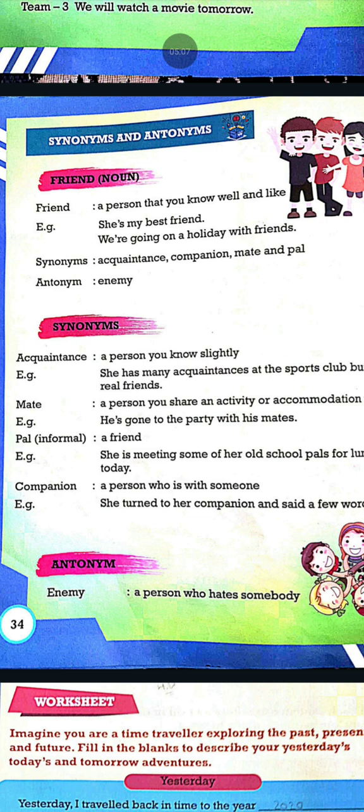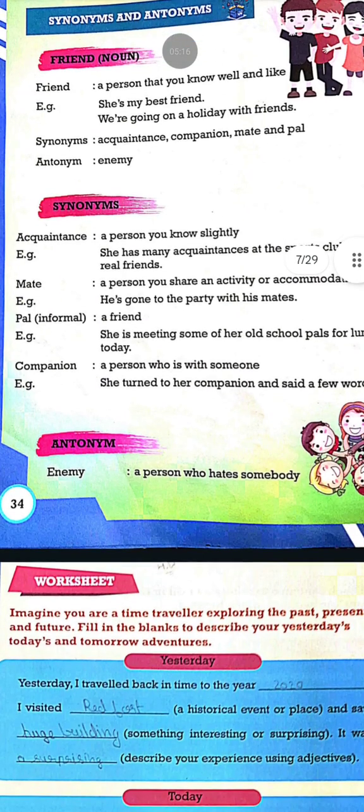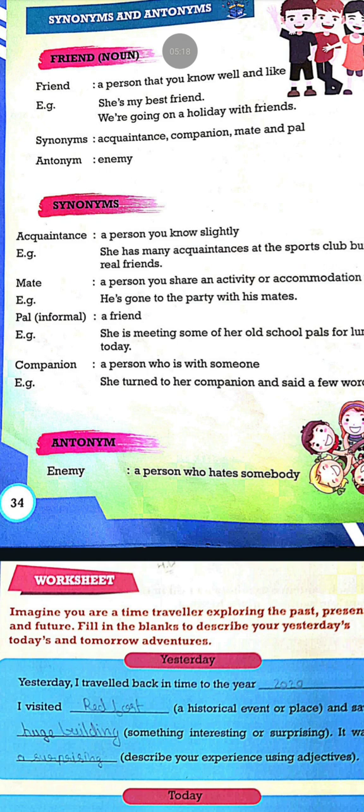And an antonym for friend is enemy. Now I know you will all have friends, no enemies, so you will not know this word enemy. Enemy is basically the person you don't like, right? Synonyms. So we'll understand the words that are given above a little bit better. Acquaintance.